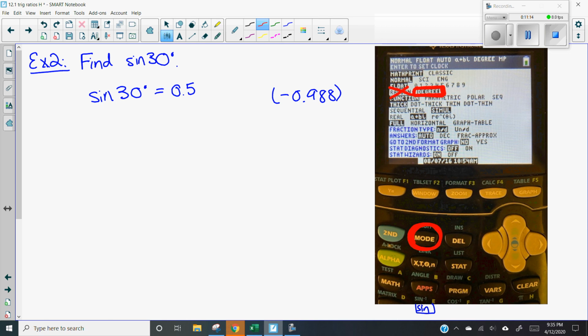Radians is something you'll learn about in pre-calculus. It's a different way to measure angles that we have not discussed yet. So you have to make sure you're in degree mode. Now go ahead and enter in sine of 30, and we're hopefully getting 0.5. Now, let's talk about what that means.